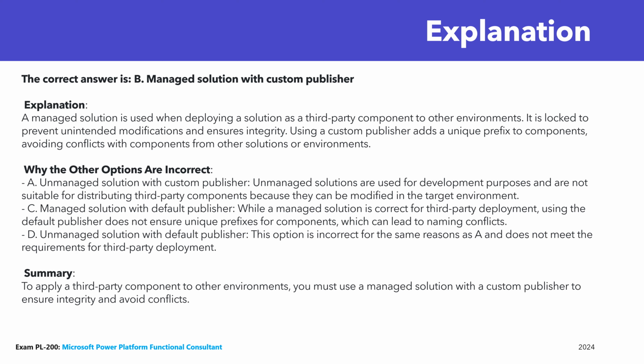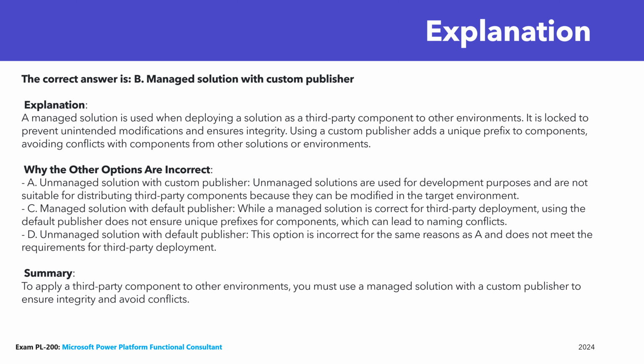The correct answer is B, managed solution with custom publisher. Explanation. A managed solution is used when deploying a solution as a third-party component to other environments. It is locked to prevent unintended modifications and ensures integrity. Using a custom publisher adds a unique prefix to components, avoiding conflicts with components from other solutions or environments. Why the other options are incorrect.